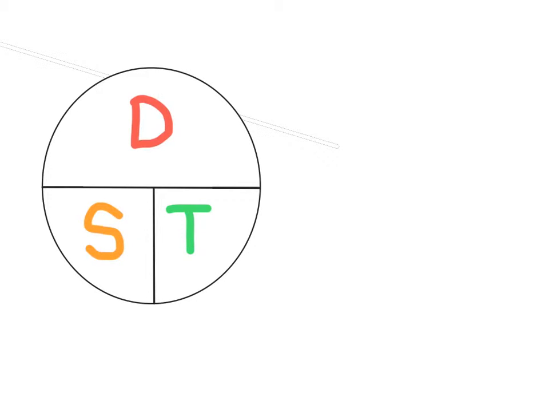The first thing that we're going to look at the top is D represents distance, S represents speed, and T represents time. The first thing we're going to look at is how to find the distance. If you look on this circle, you're going to notice that S and T are next to each other. This means in order to find the distance, you are going to multiply speed times time.